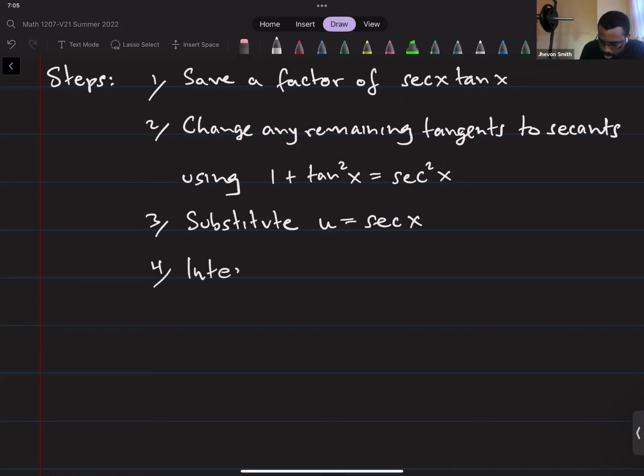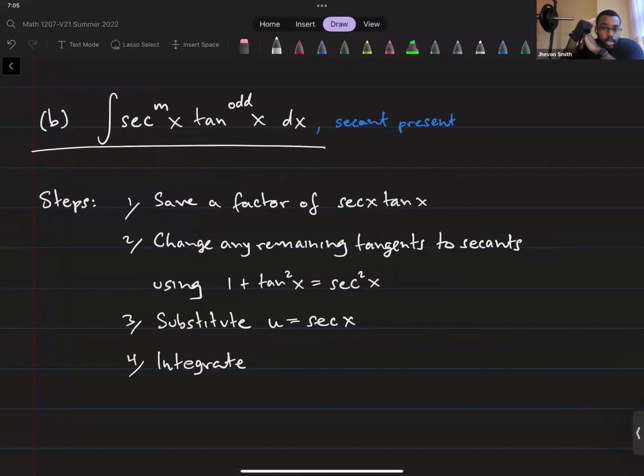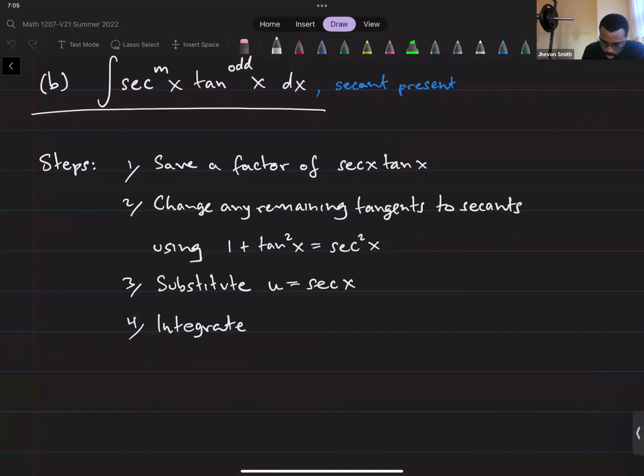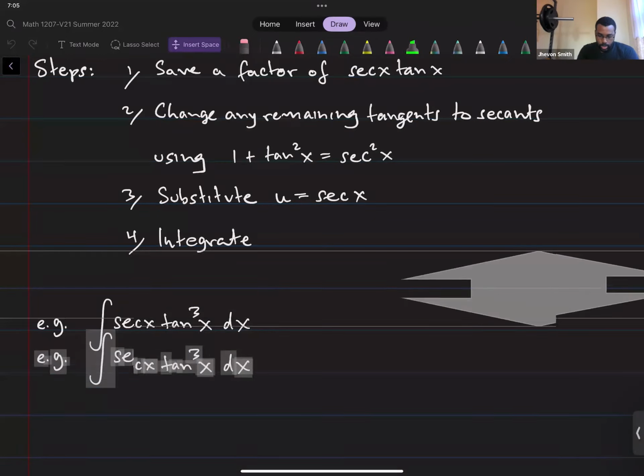Then integrate. Of course, every time you see the word integrate, you're thinking of that strategy that I mentioned to you before. Is it a basic rule? Can I simplify to make it a basic rule? Do I get another substitution to work? That sort of thing. Go through that whole process again, because at this point you'll have an entirely new integral and you kind of start from scratch in figuring out what to do. So as an example here, let's do secant times a tangent cubed. So this puts you in that sort of situation.